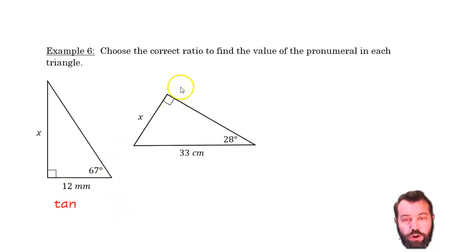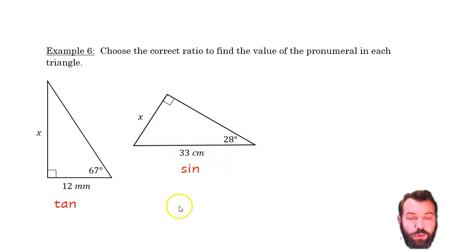Here's another right angle triangle. Here's my angle. This time we can see the hypotenuse is labelled as 33. And I'm trying to find this side here, which is the side not connected to the angle. So that's the opposite side. Opposite and hypotenuse, as we have in this triangle here, are sine. So we use the sine ratio there. And x would be 33 times sine 28.